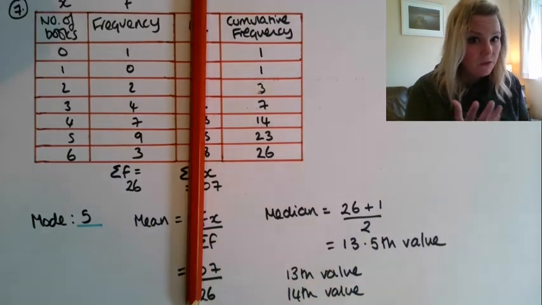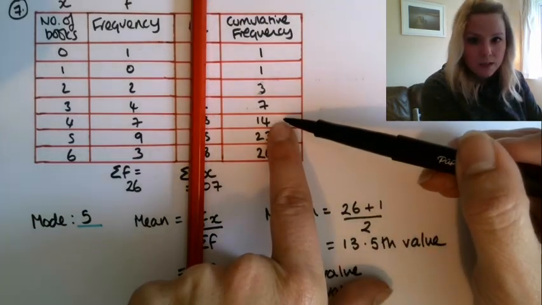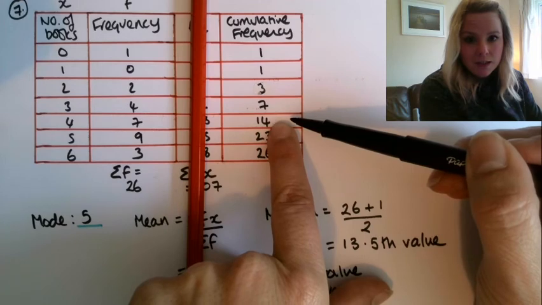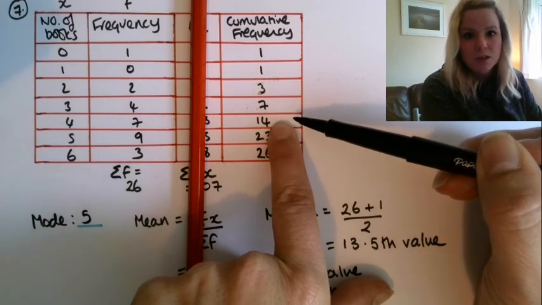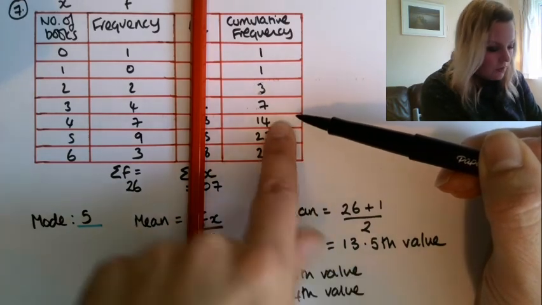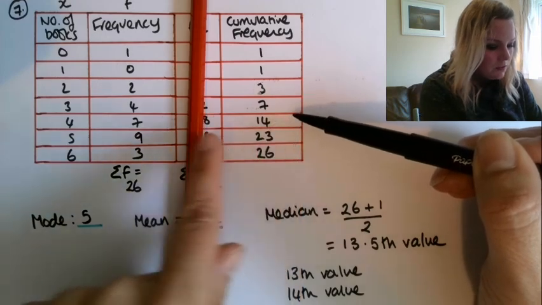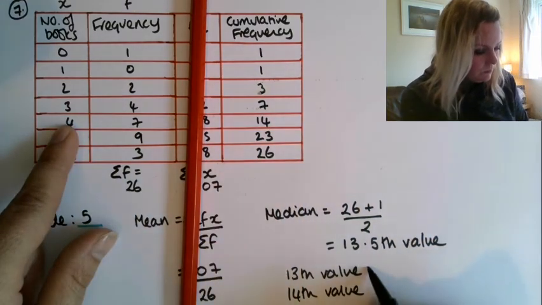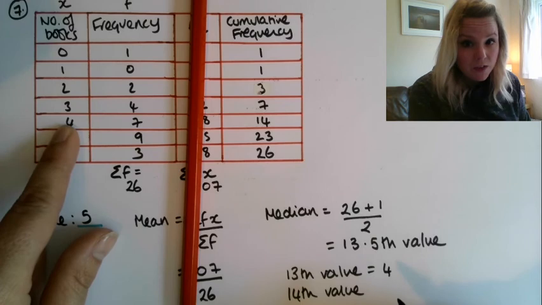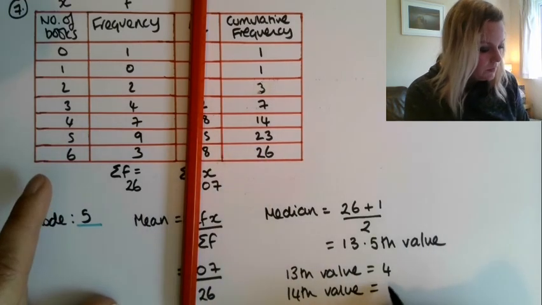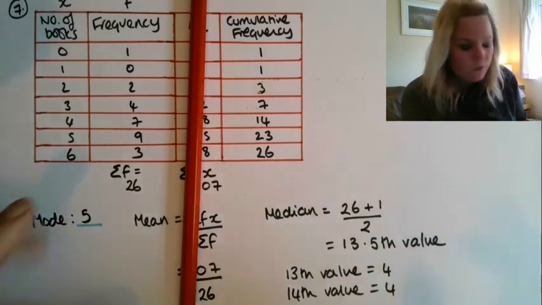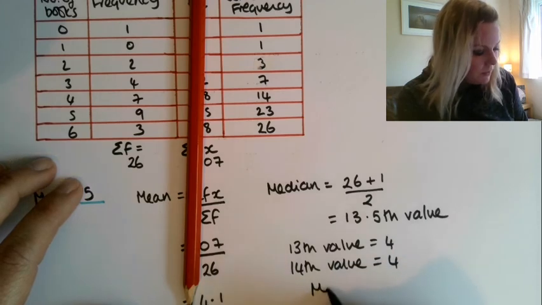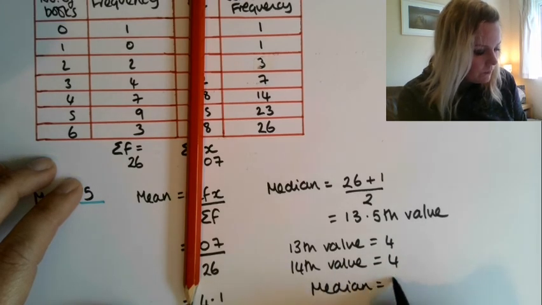The 13th value is going to be in this little group here, because this group contains the 8th, the 9th, the 10th, the 11th, the 12th, the 13th, and the 14th. So the 13th value is 4. The 14th value is also 4. So halfway in between 4 and 4 is 4. So that means our median is 4.